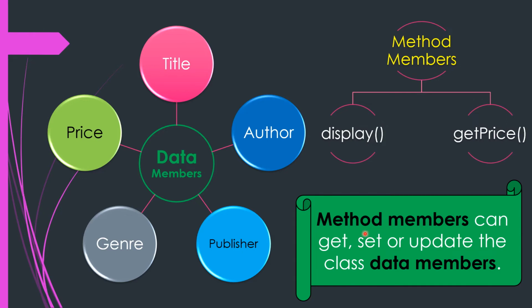So who will do that? Method members will do that. Means whatever action is to be performed, that will be performed on the data members. And how will they be performed? They will be performed by the method members. So in total, you can say that the method members perform actions on the data members. So what will be the actions? Get, set or update.